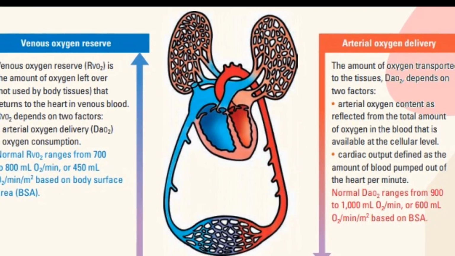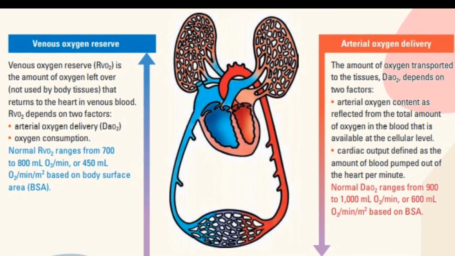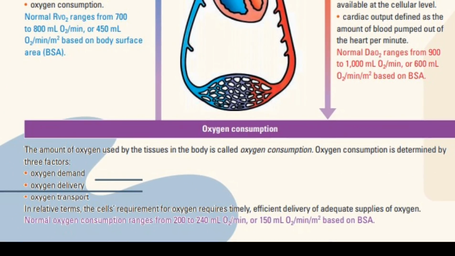The amount of oxygen used by the tissues in the body is called oxygen consumption. Oxygen consumption is determined by three factors: the oxygen demand, oxygen delivery, and oxygen transport. In relative terms, the cell's requirement of oxygen requires timely, efficient delivery of adequate supplies of oxygen. So normal oxygen consumption ranges from 200 to 240 ml of oxygen per minute.